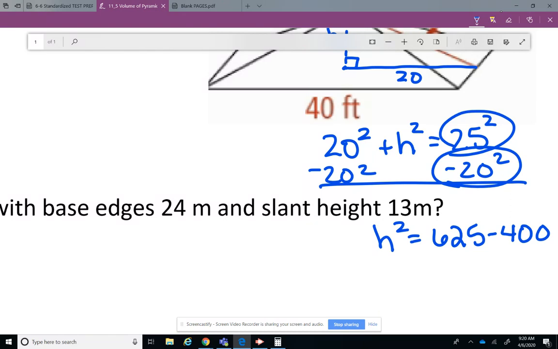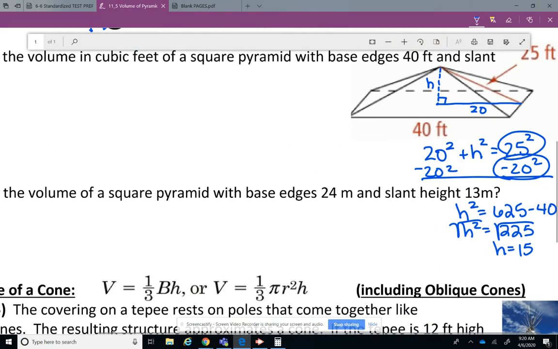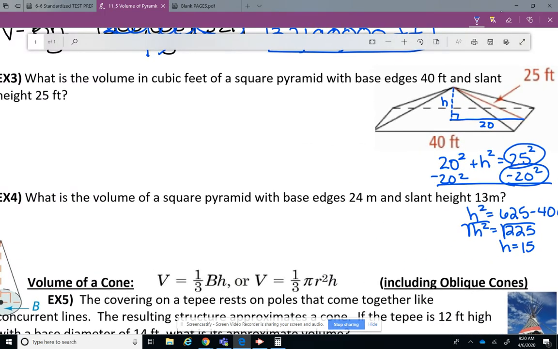So 625 minus 400 is 225. The opposite of squaring something is doing the square root of it. So the height is 15. All right, we know the height now. So we're going to go do volume. Volume is the area of the base times the height divided by 3.